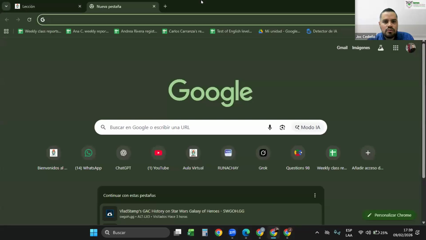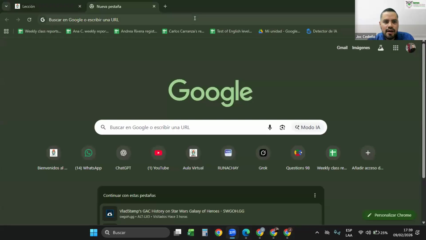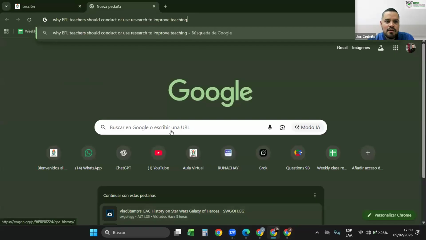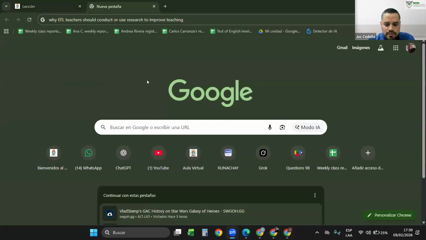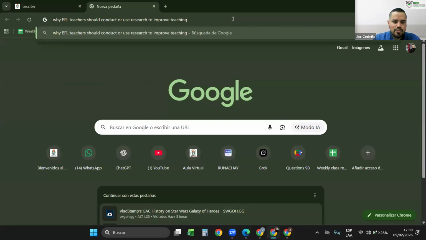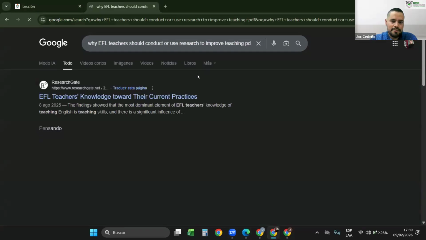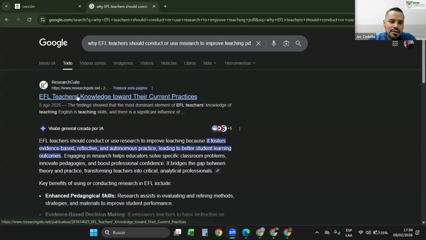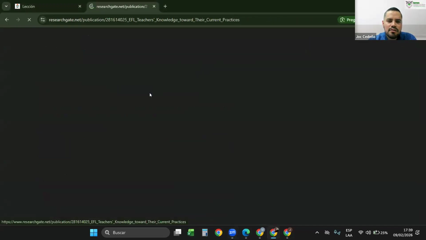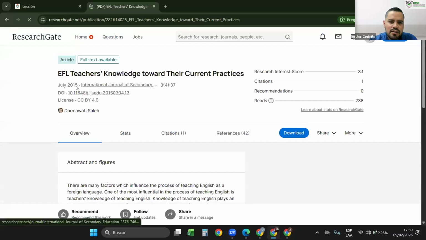So one suggestion that I have is you copy paste this: why EFL teachers should conduct or use research to improve teaching. Then you type PDF, okay? And you will find this study. It says EFL teachers' knowledge toward the current practices. So let's open this file and you see it's from 2015.